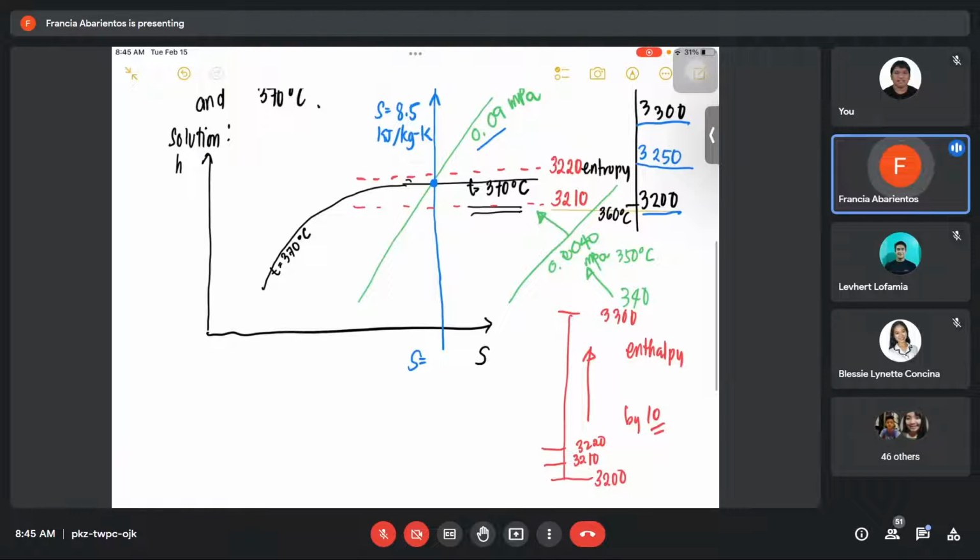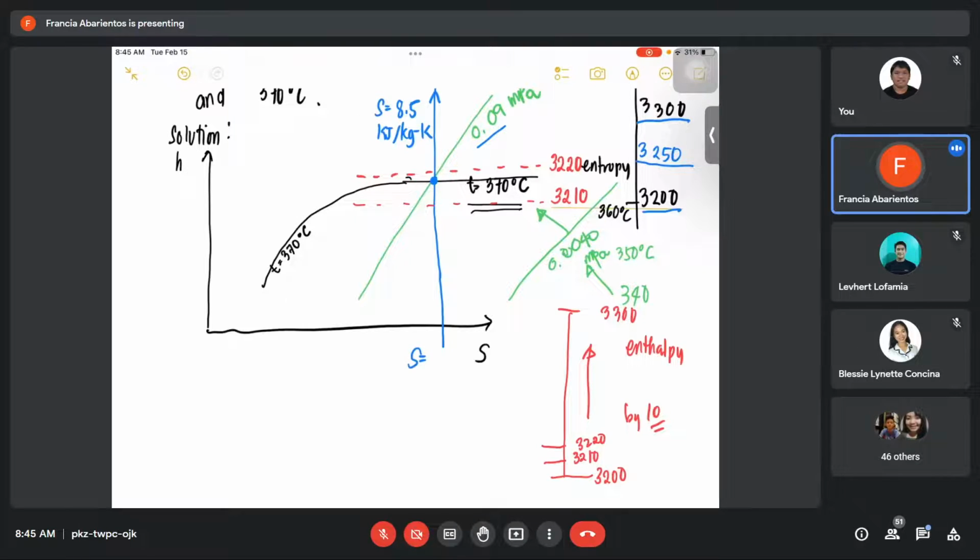Right, class, at their point of intersection, you can see that it is not exactly halfway. So, automatically, the possible values there are 3,217 or 3,218 kilojoule per kilogram Kelvin. That is now your enthalpy. Okay, class, is it the same as what you got?